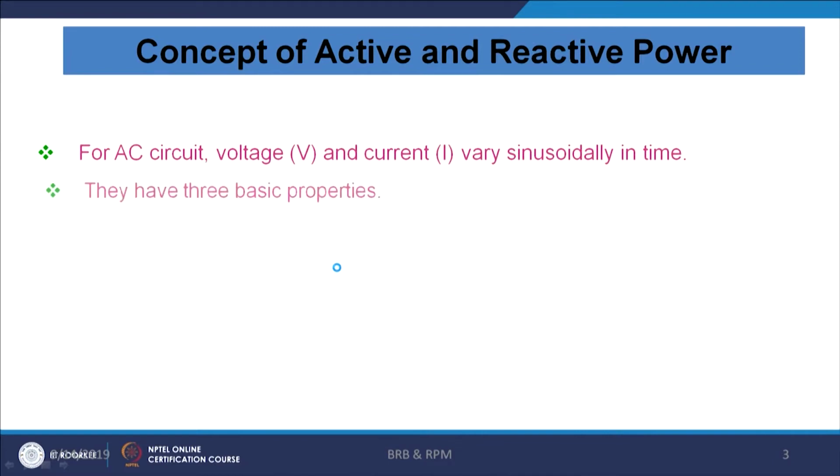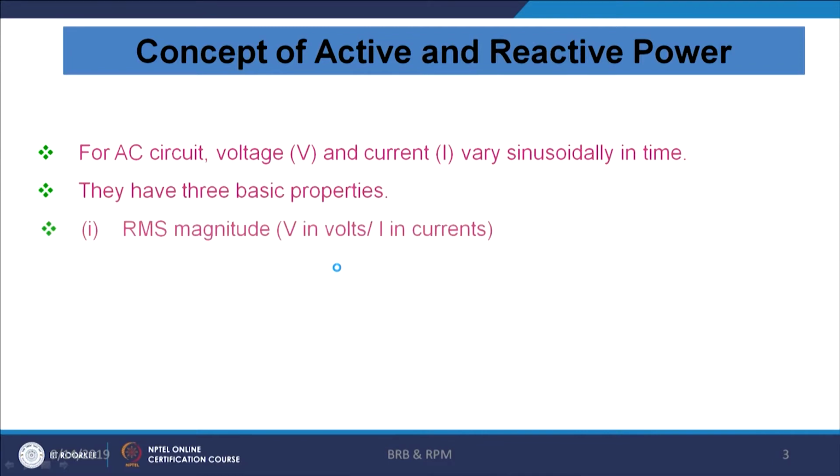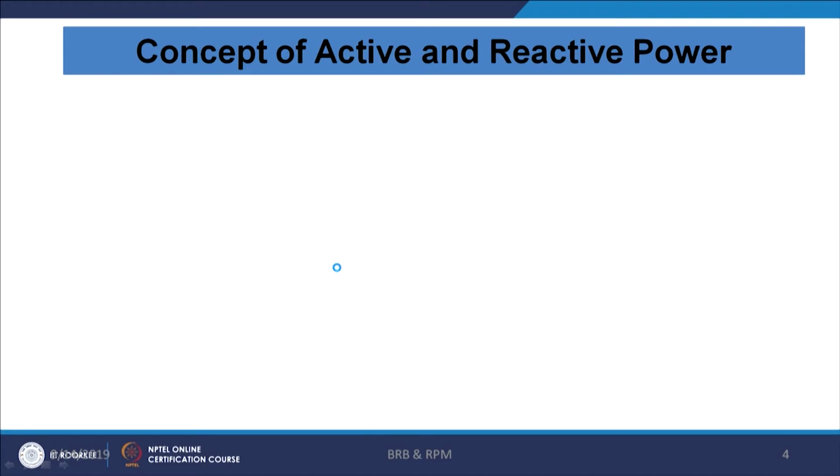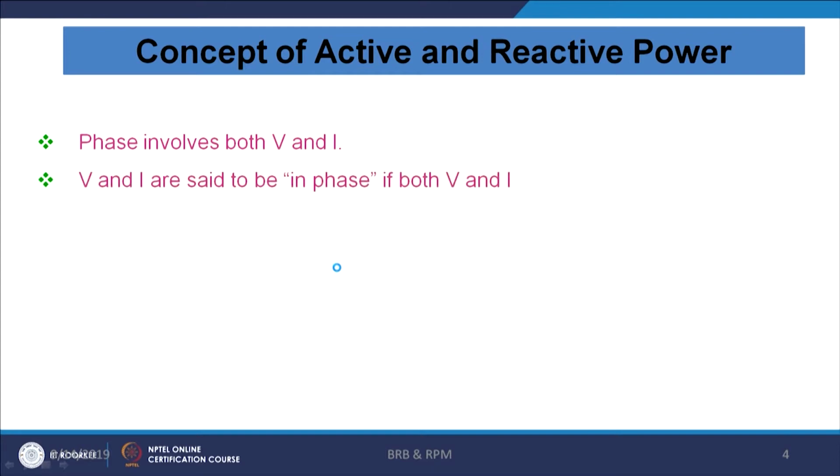Now, we want to revisit some basics for the sake of understanding. In an AC circuit, voltage and current vary sinusoidally. They have basic properties like RMS voltage and current. The frequency has to be 50 or 60 hertz. Then it has to have a phase relationship with a desired maintenance ratio, so that it should not have a large phase lead or phase lag. Phase involves both voltage and current, and V and I being in phase is the desired requirement of power quality.